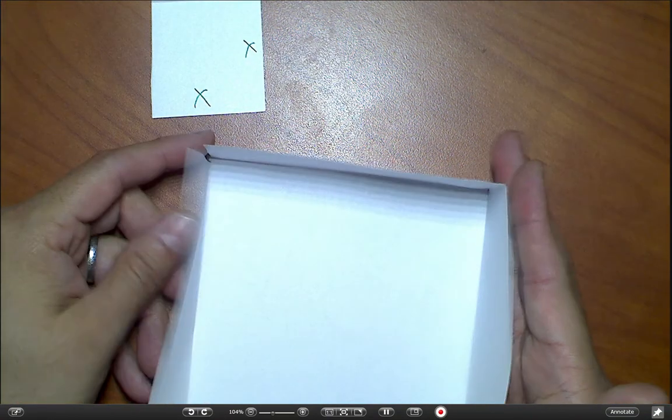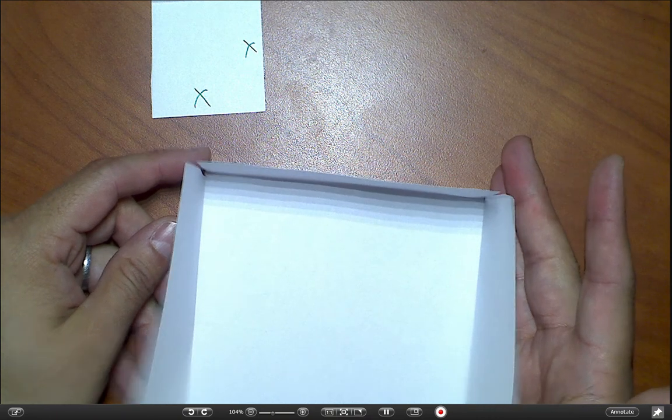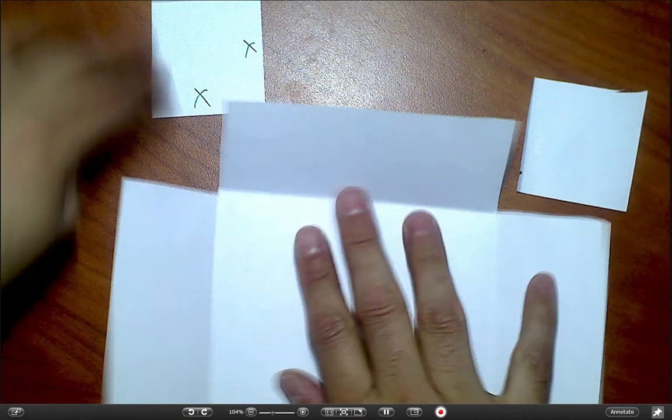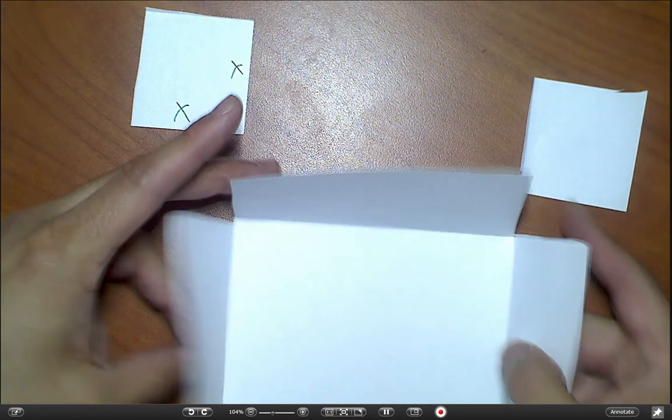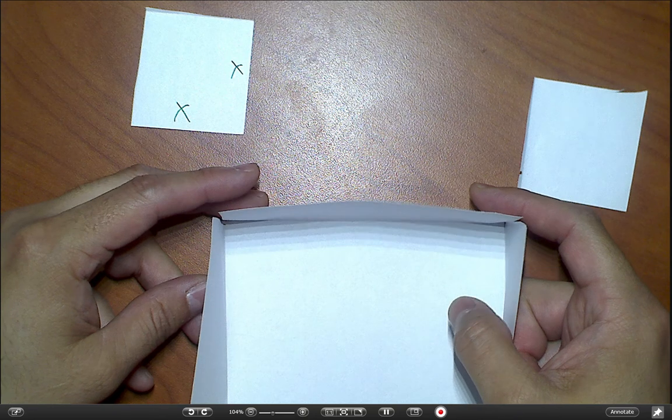Okay, so now, here is what I just did. By cutting out my two pieces here, I'm folding it up right there. Wow, arts and crafts.